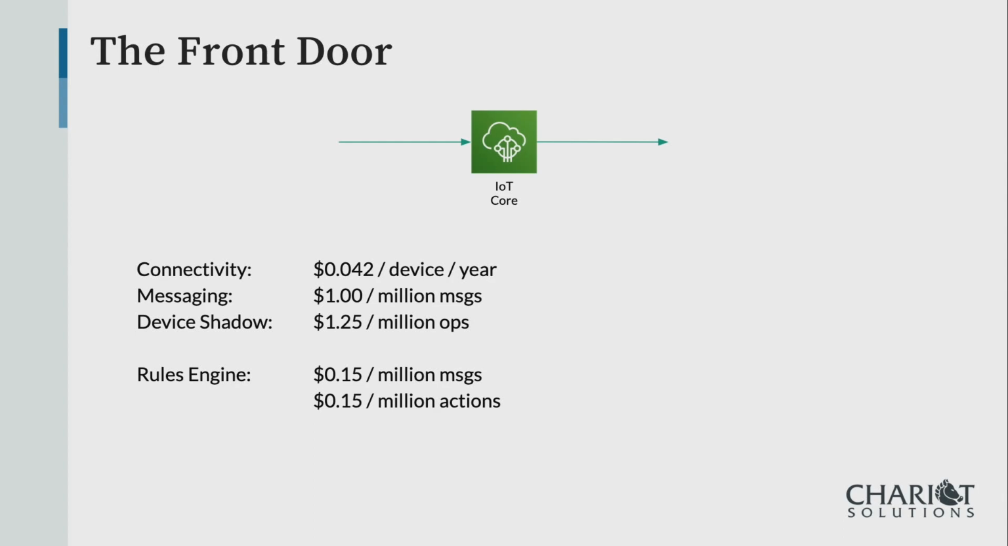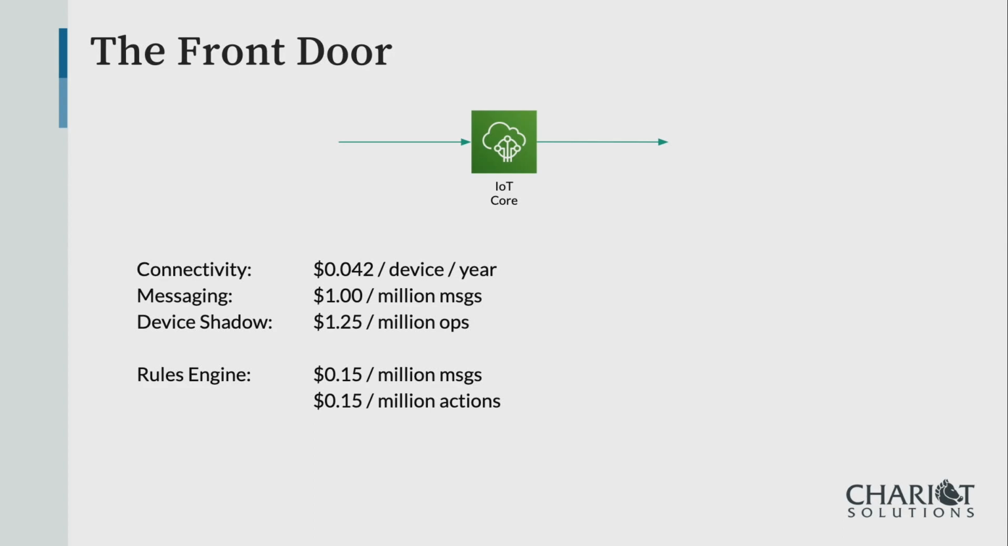Where you really should be looking is starting at the different components of your data pipeline. And we'll start with the front door. And this is a case where Amazon charges you for a lot of different things. 4.2 cents per connected device per year. For most businesses, that's not going to make a difference. For Amazon, which may have 10 million devices connecting, it's a nice source of revenue.